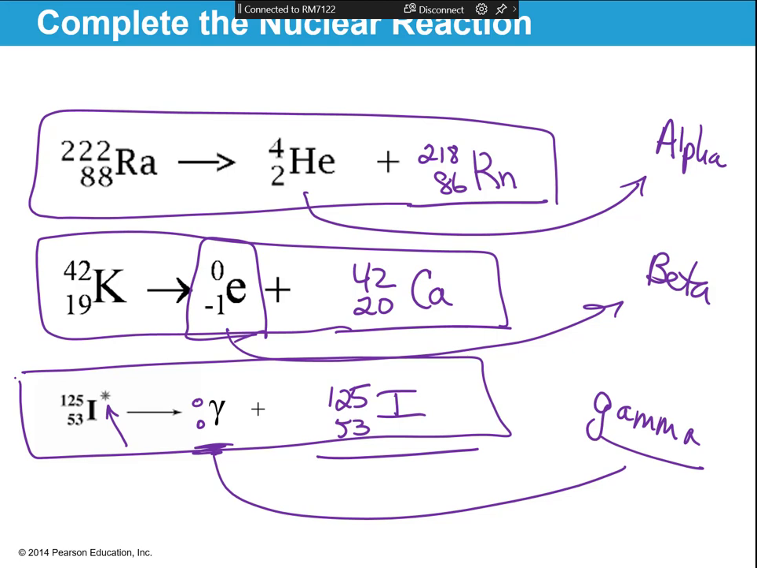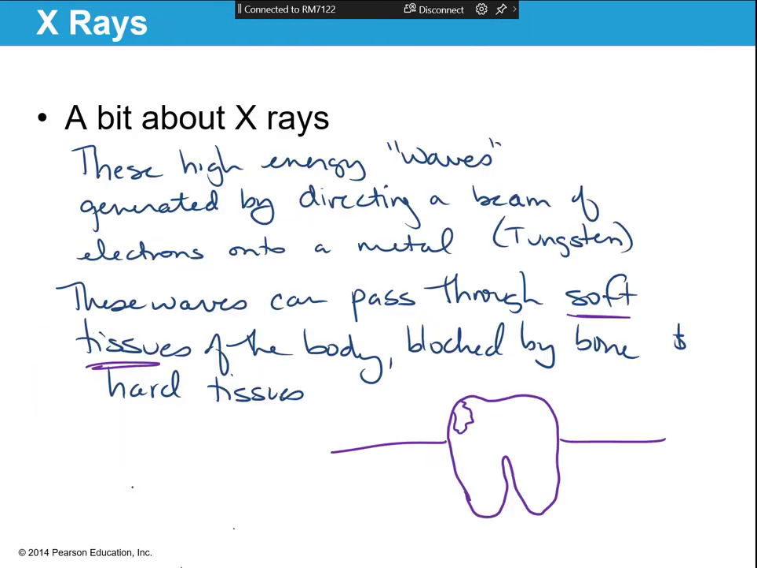So those are really the only 3. If I show you a reaction and ask you what kind of decay, those are the only 3 that you have to worry about. And really, they're pretty different, okay? Just the tricks for remembering each one.